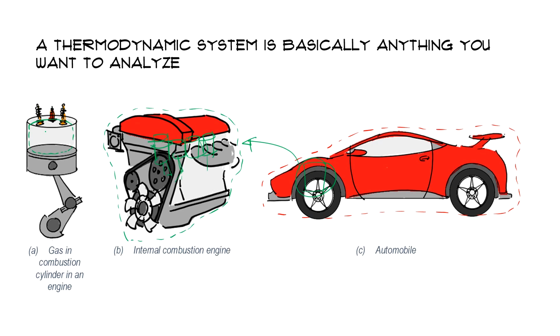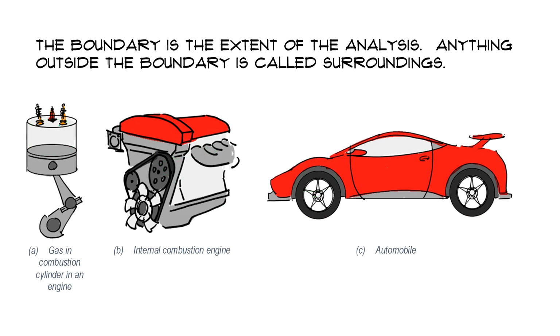That is why when I say thermodynamic system, it is basically anything you want to analyze. It could be the entire vehicle, or it can be the engine only, or other components in the vehicle, or this portion right here inside the internal combustion cylinder. So that's the thermodynamic system. And the boundary is the extent of the analysis. That means if we want to study only the engine and the energy that's crossing the internal combustion engine, then external to the engine would be the surroundings.